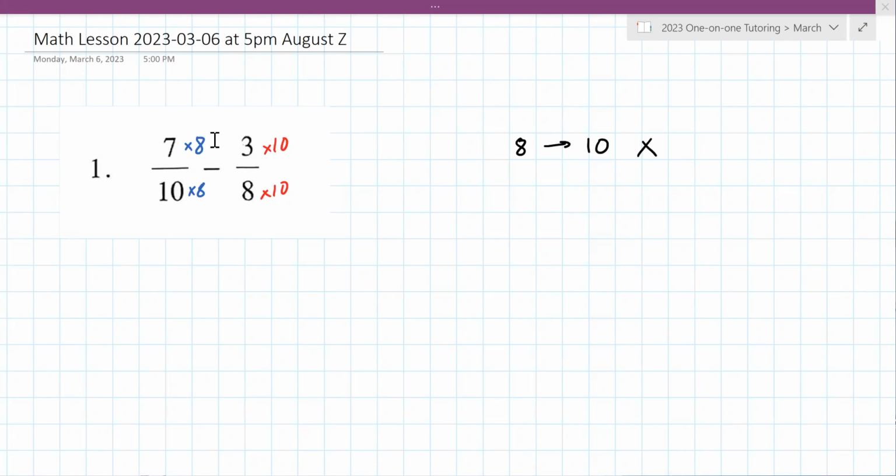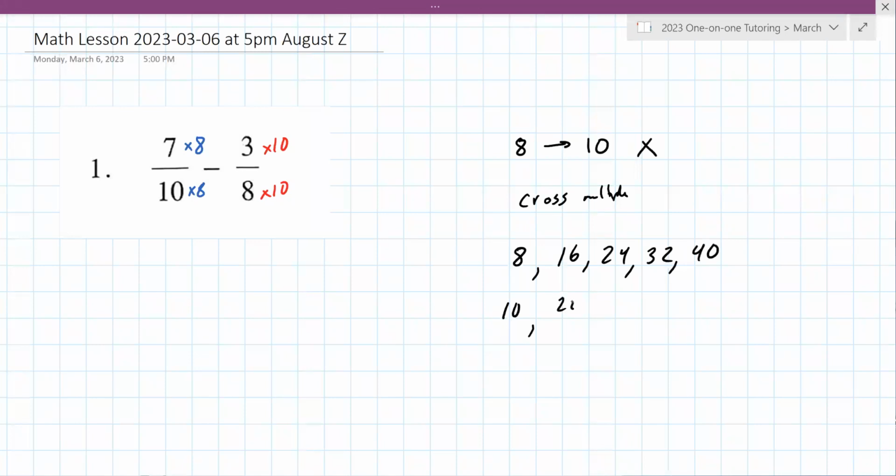All right. So you could do this sort of cross multiplication thing, but the problem is that you might get a fraction that's too large. Like 80 and 80, and then 30. So the question is, could you get one that's smaller? And you can, if you write out all the multiples.